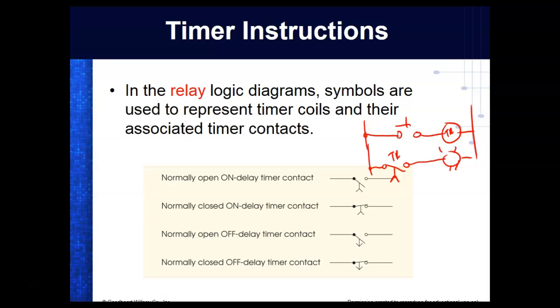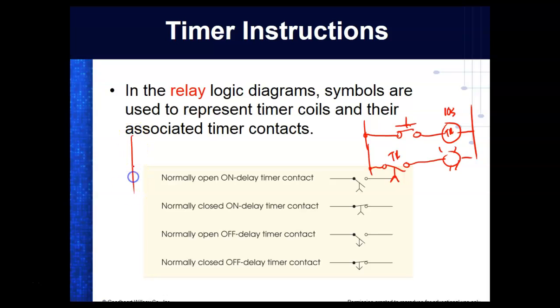Nobody's got any guesses? So if this is an on delay timer, when this run goes through, let's say I set it for 10 seconds. Well, this goes through, the timer starts timing, this contact stays open until 10 seconds and then it closes.